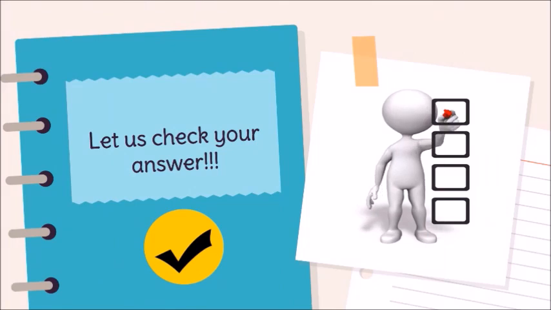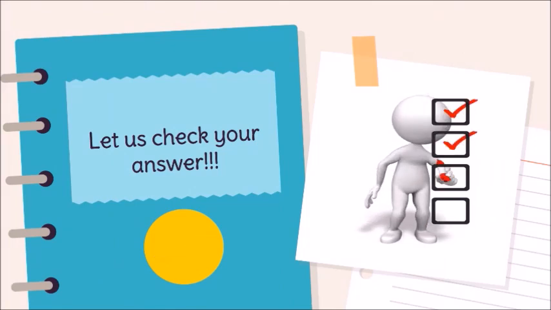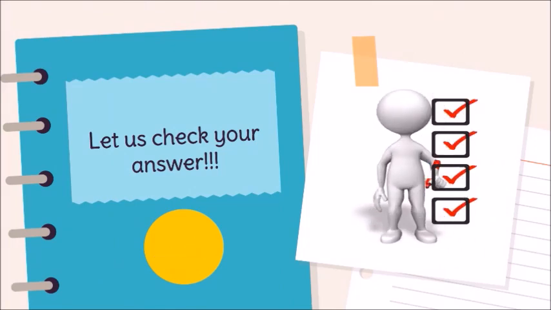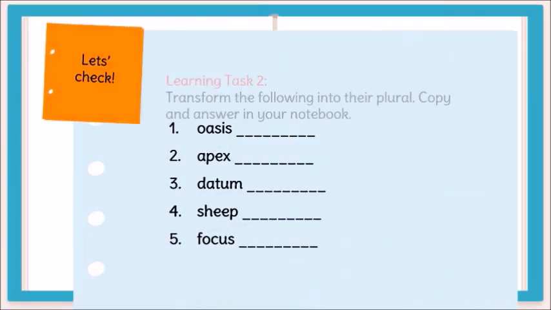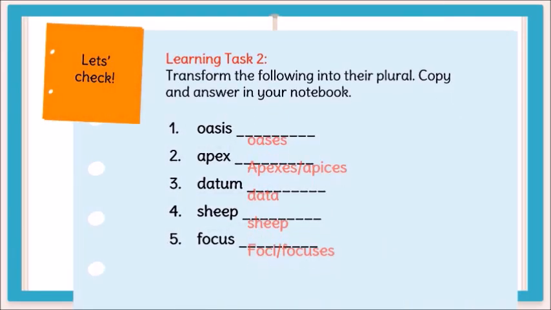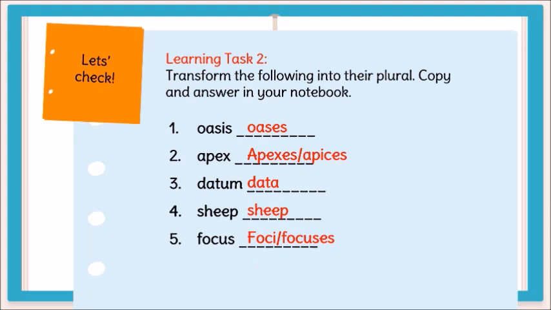Let us check your answer. Number 1. Oases. Number 2. Apexes or apices. Number 3. Data. Number 4. Sheep. Number 5. Foci or focuses.